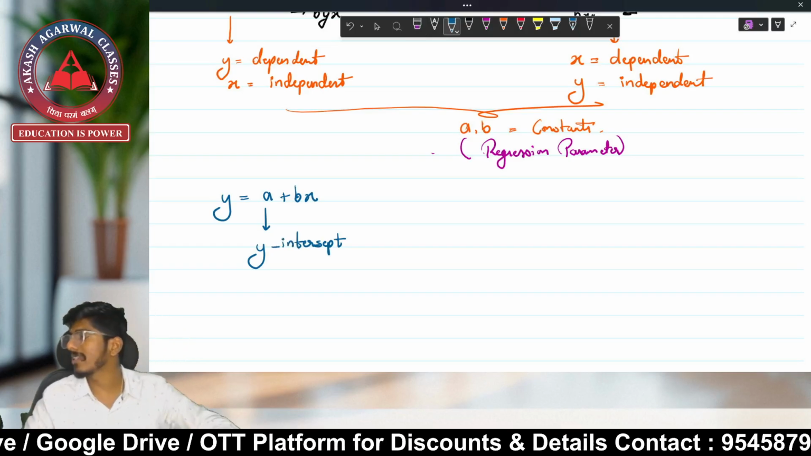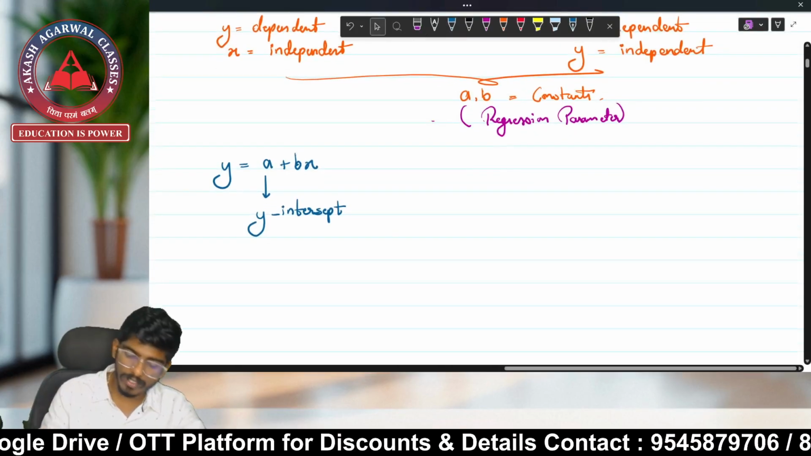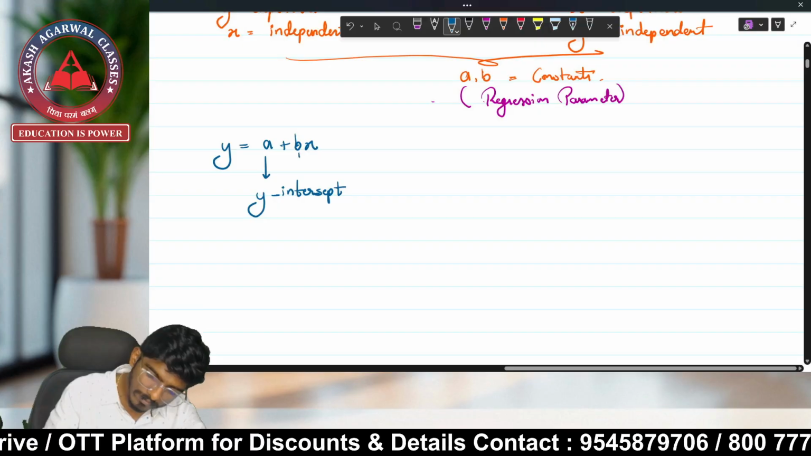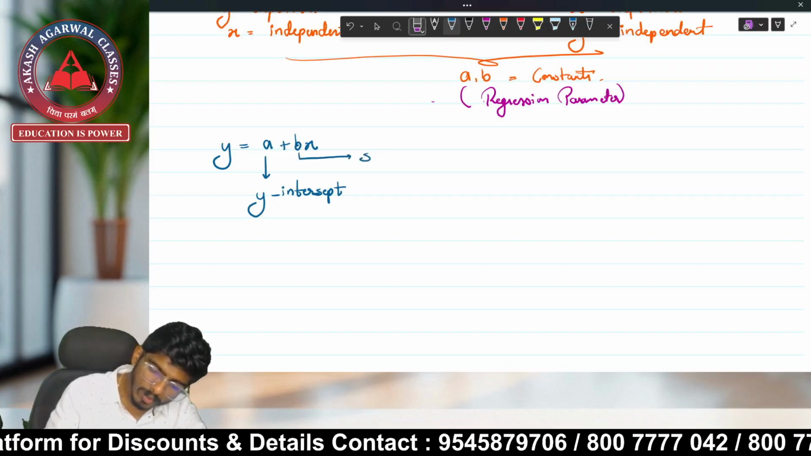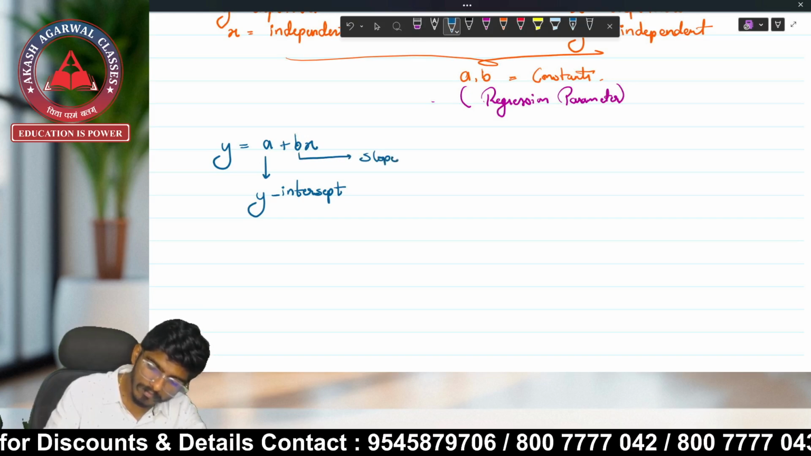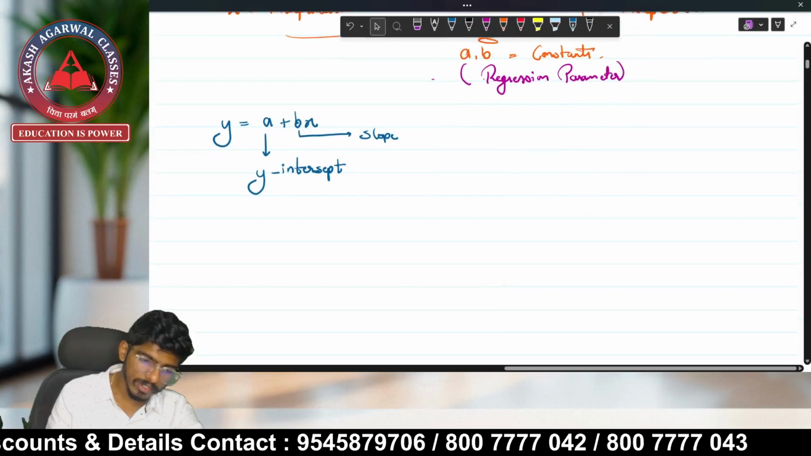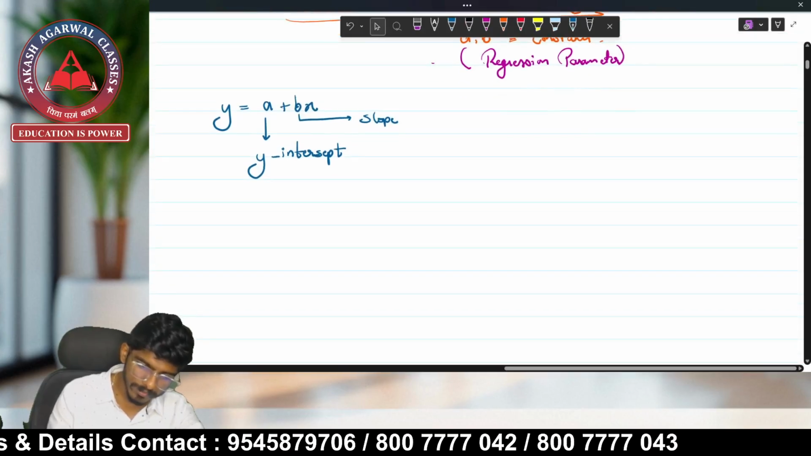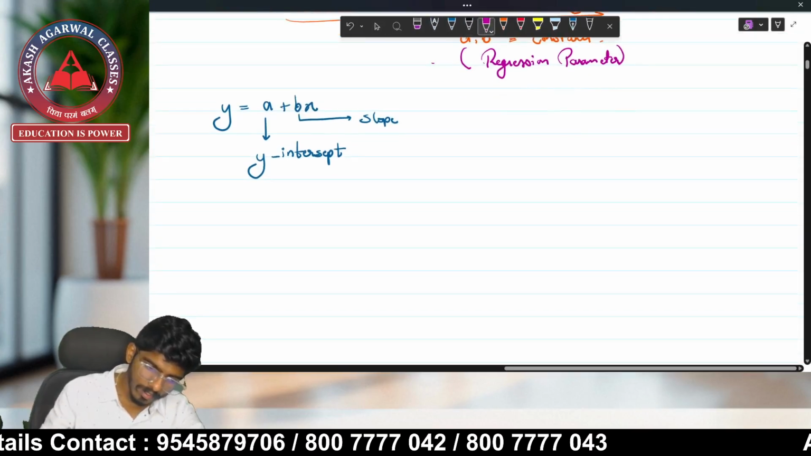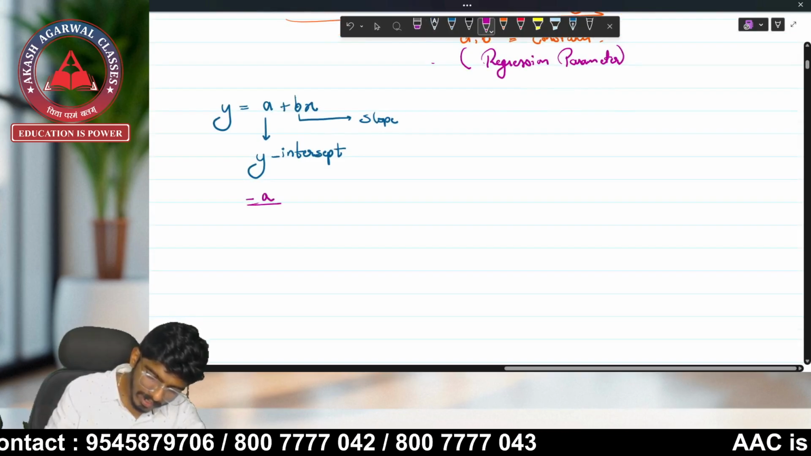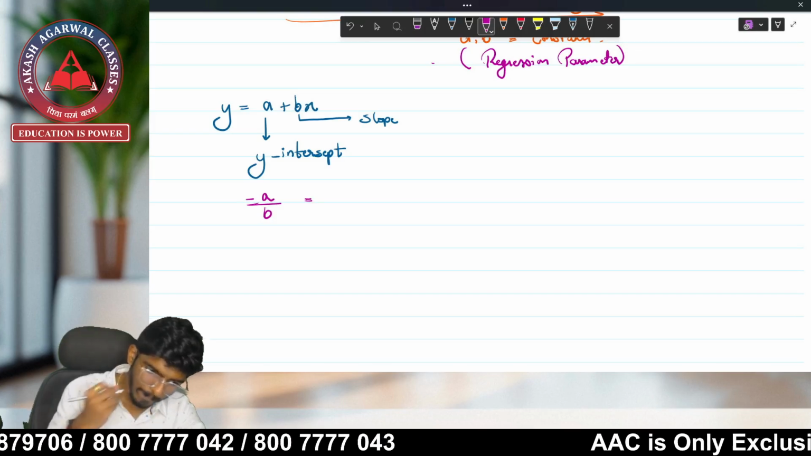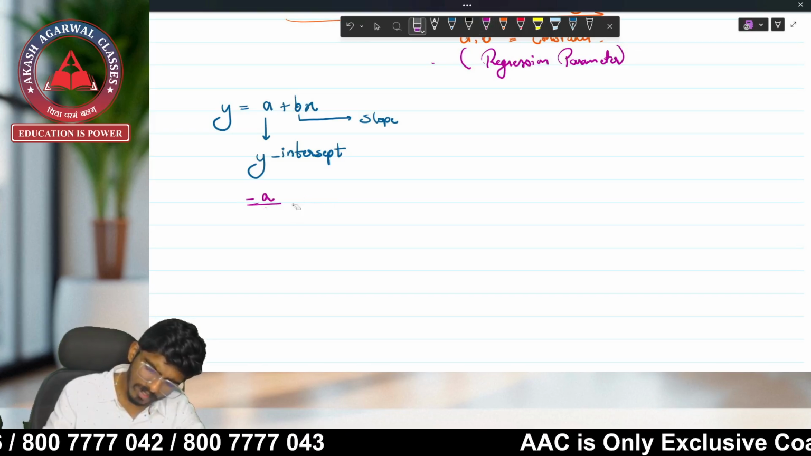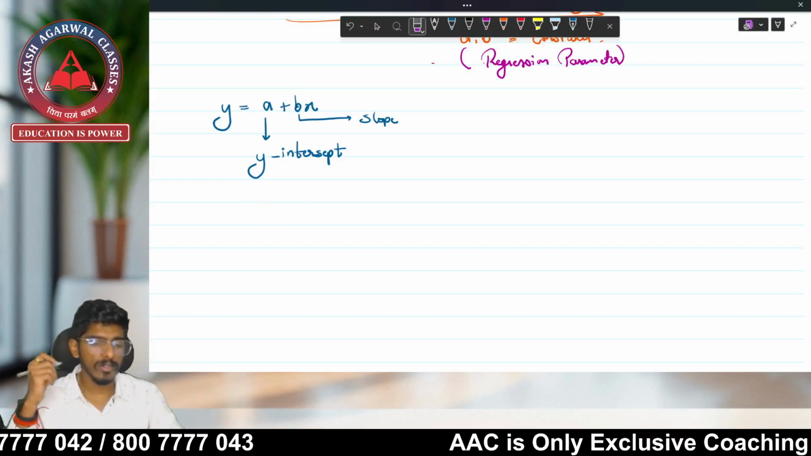Y is said to be what? A is said to be y's intercept. B over here is said to be slope. B over here is said to be slope. Minus A upon B. I'll tell you this later on.